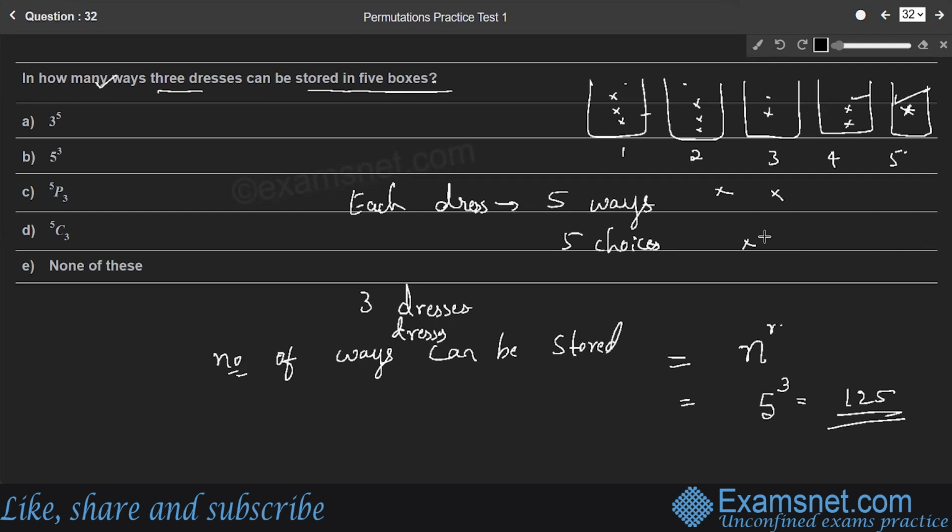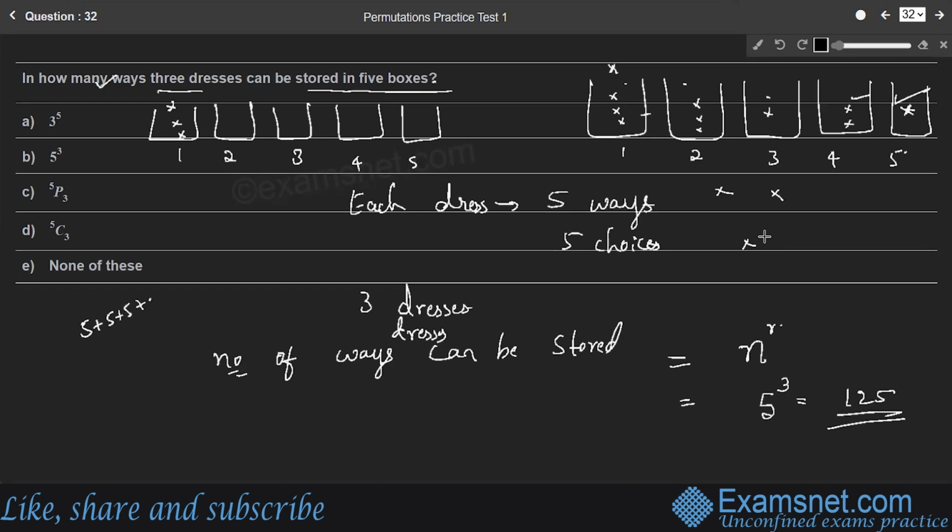So consider one dress. Just consider one dress in one box. This same dress can be stored in 5 different ways, in 5 different boxes, either in 1 or in 2, also in 3, also in 4, also in 5. Consider 2 dresses. These 2 dresses can be stored in 5 different ways, so into 5. And also consider 3 dresses in 5 different ways, right?